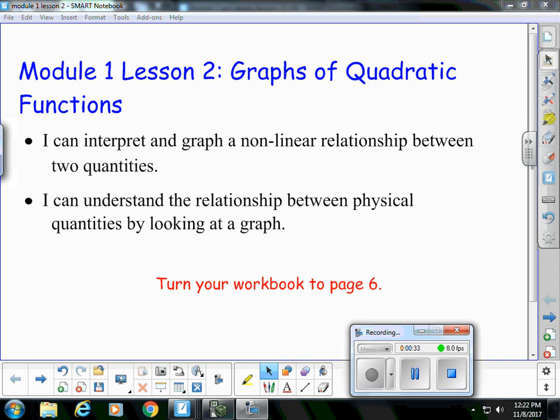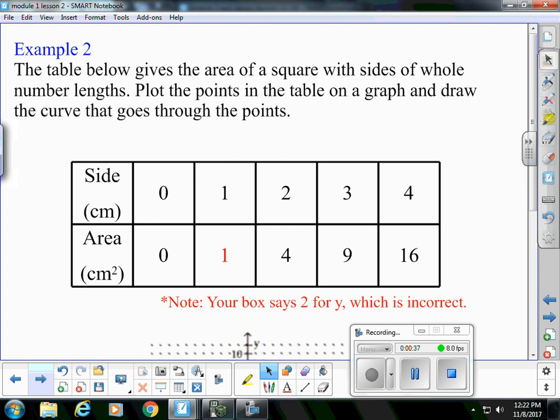Turning your workbook to page 6. Example 2. The table below gives the area of a square with sides of whole number lengths. We're going to plot the points in the table on the graph and draw the curve that goes through the points. First thing though, you have a mistake in your table right here under x is 1.